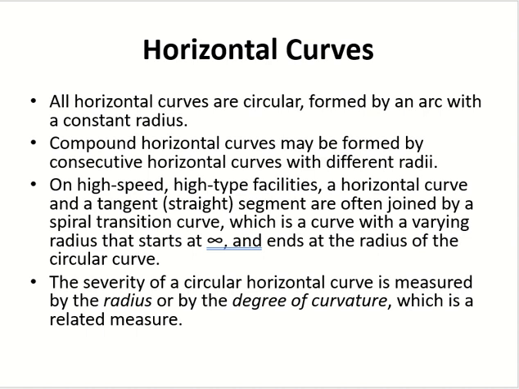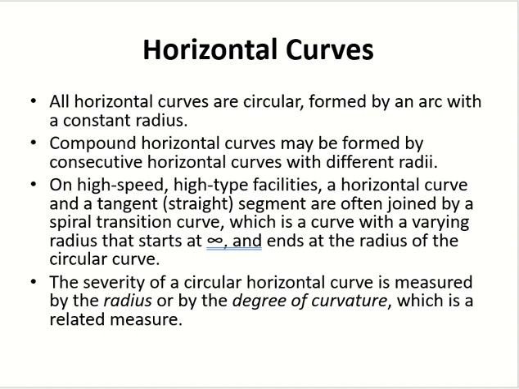A spiral transition curve is given on high speed facilities, and it is between the tangent and the circular curve. The actual curve is the circular curve which we have designed, but a spiral transition curve is inserted between them to provide extra safety. So what is the difference between a spiral transition curve and a circular curve? The difference is the degree of the curve.